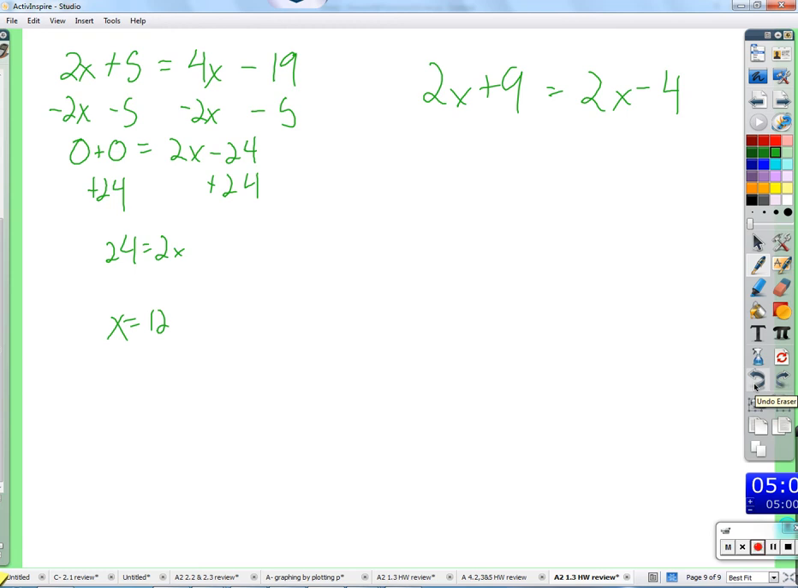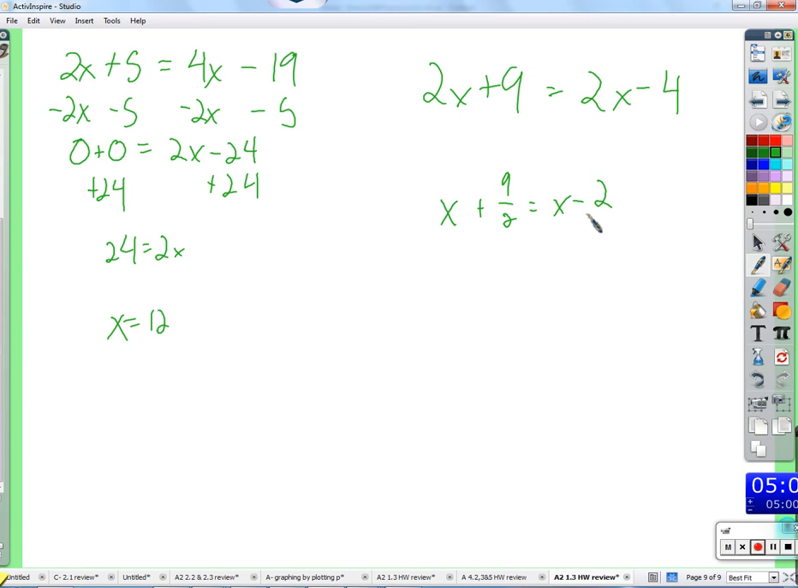Let's go back to, just to make it a little bit easier, x plus 9 halves equals x minus 2. Now we don't have 2x, we just have x. Now, if this x is 3, what's this x? 3. Is 3 plus 9 halves the same as taking 2 away from 3? No. Is there any number that you can do that with?